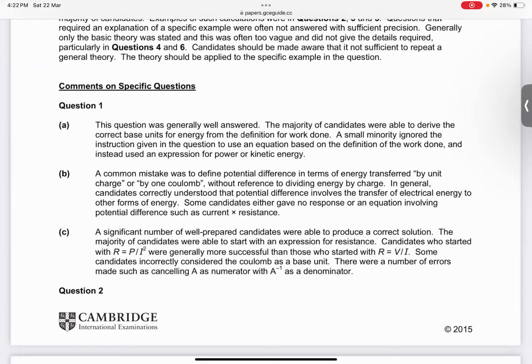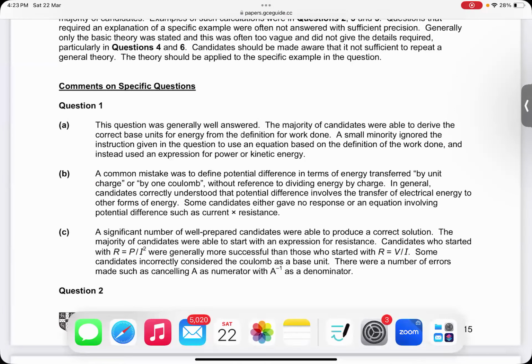Okay. So, and in general, candidates correctly understood that the potential difference involved the transfer of the electrical energy to the other form of energy. Some candidates gave no response or any equation involving potential difference such as current or resistance. Okay, fine. ये सब चीजें नीचे रहेंगी.